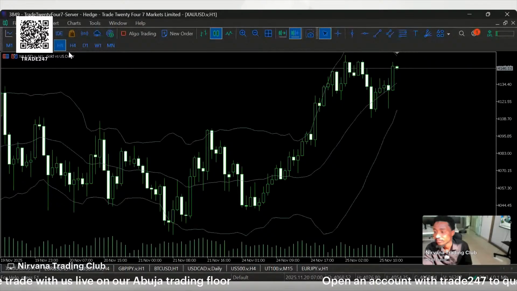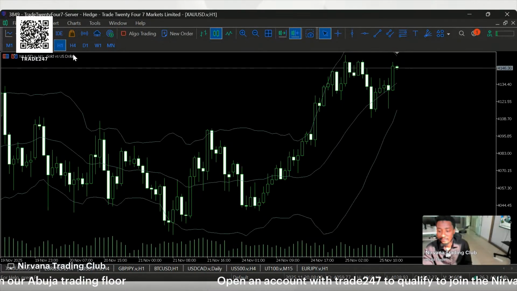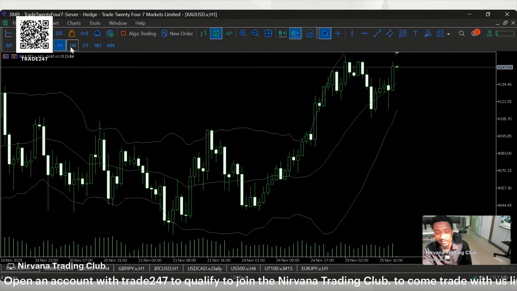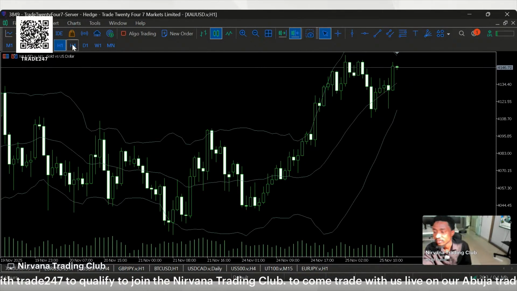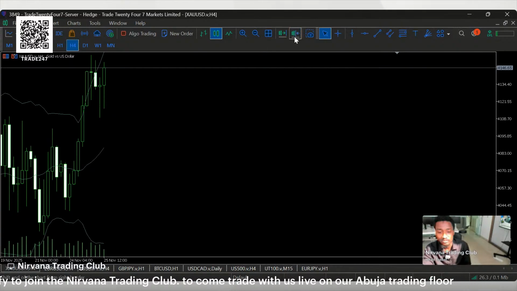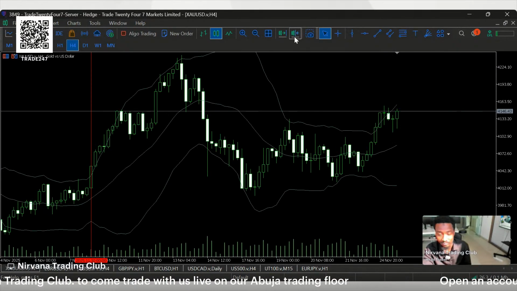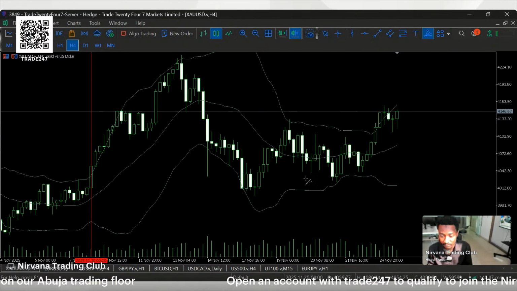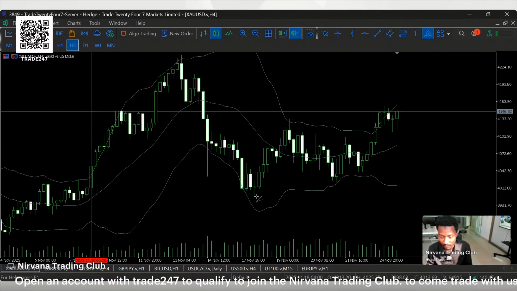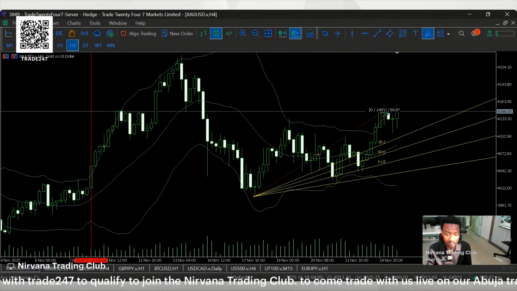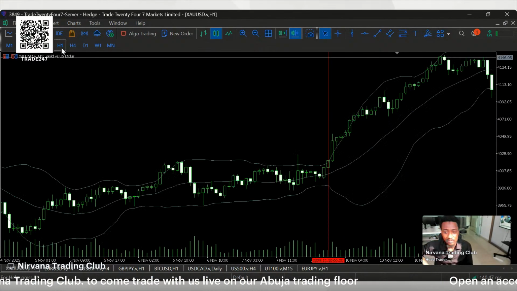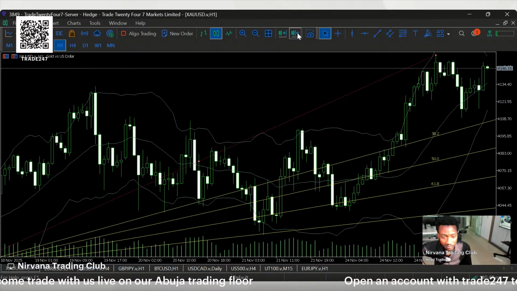Exactly. So it's looking like gold left us earlier, but we don't have to rush it as usual. So this is what the chart looks like for gold.